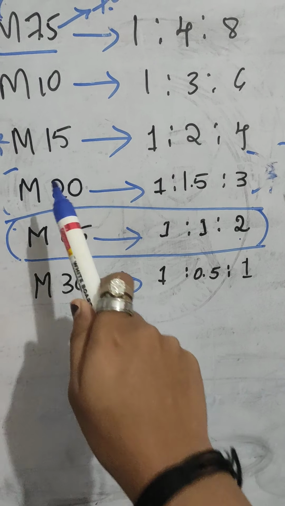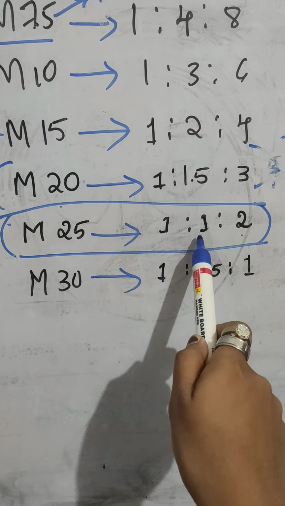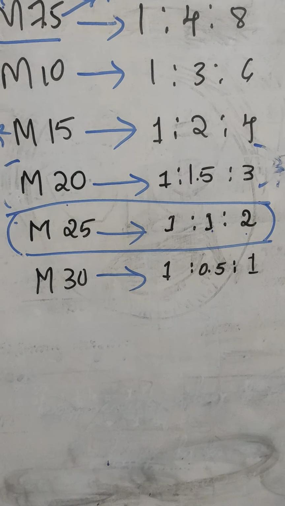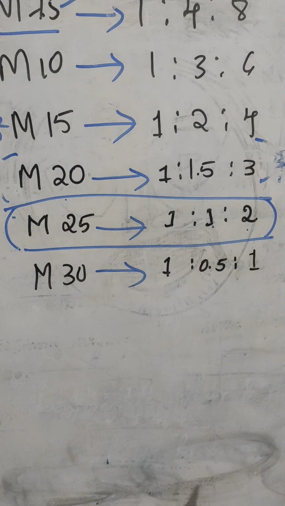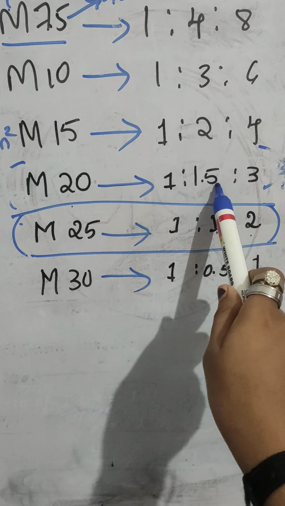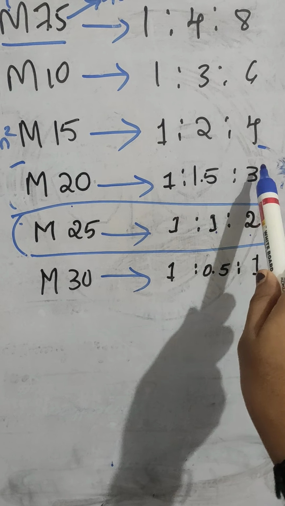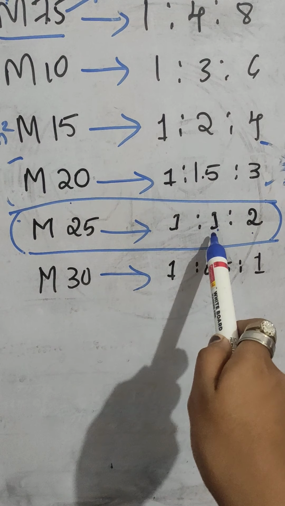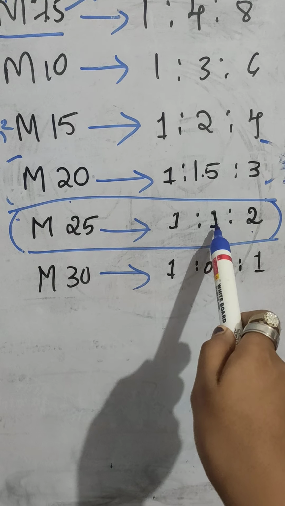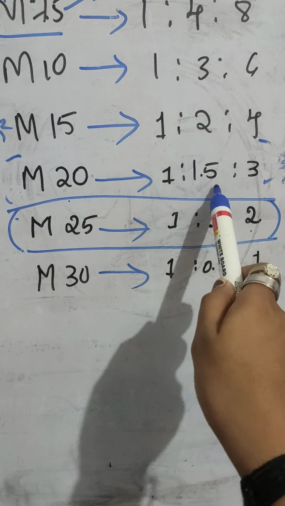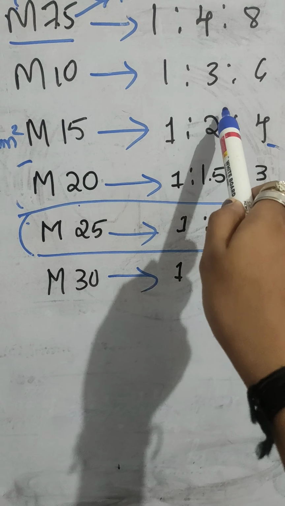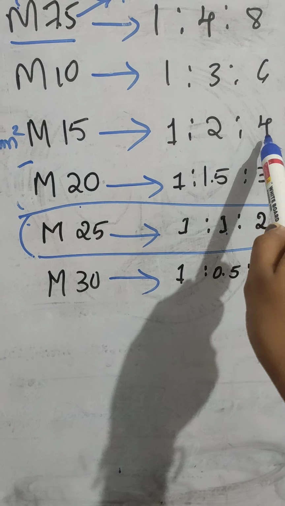1:1:2. So for M20, only the second term you should increase by 0.5. Then it is 1.5, right? So whatever the 1.5 is there, its double you write here, that is 3. So here again 0.5 you increase. That means for 1 you need to add 0.5, that is 1.5. So its double is 3. Here again 0.5, you will get 2, its double is 4.